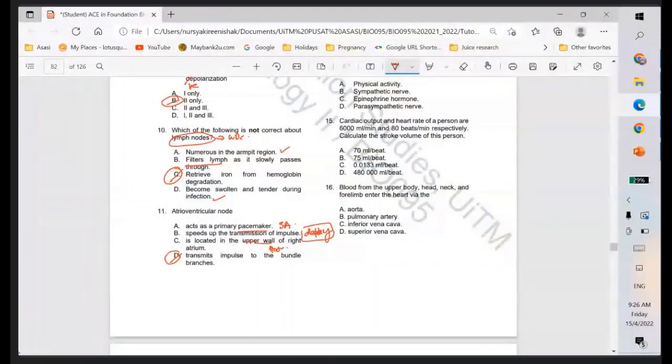Located in the upper wall, that statement is supposed to be referring to the SA node. The AV node is located at the floor of the right atrium, in between the right and the left atrium.